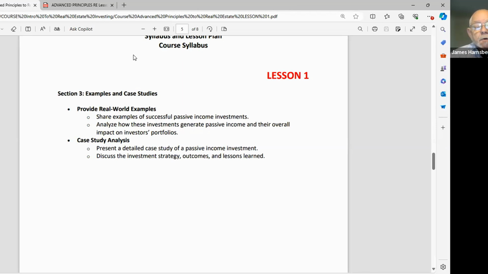Detailed case studies, we're going to provide a couple of those over the course, and we'll discuss investment strategies and outcomes. Basically, the strategy is that your investment has to have a return on investment that you can measure before you get taxed and after you get taxed. That's the bottom line. What is your pre-tax return and post-tax return?